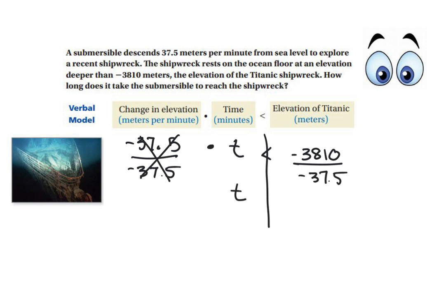We are dividing by negative 37.5, so we have to flip our symbol. And then I will save you the time of doing the long division. 3,810 divided by 37.5 is 101.6. So we would say the submersible takes more than 101.6 minutes to reach the shipwreck.